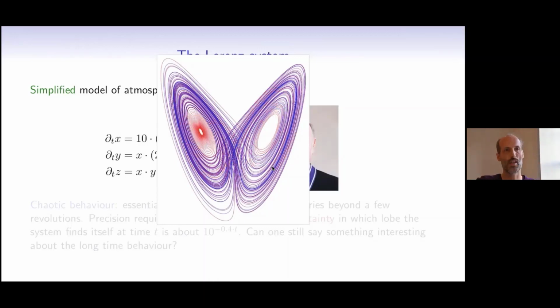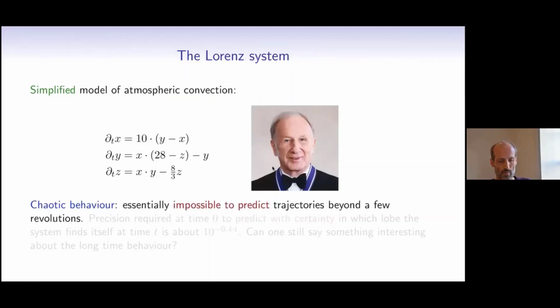The solution keeps on switching around these 2 fixed points. So you get these 2 lobes, if you want. And if you plot a single solution as a function of time, it goes back and forth between these 2 lobes, but in a roughly random way. And so what you find is that it's essentially impossible to predict what your trajectory is going to do beyond a few revolutions here.